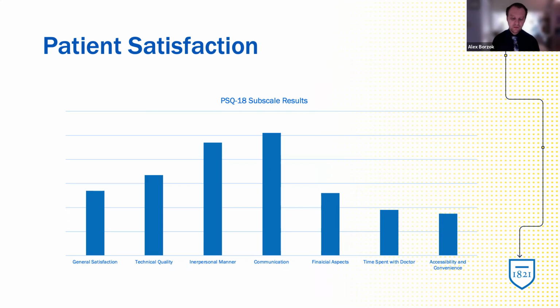It was based off of a larger survey called the PSQ-3. So this took the PSQ-3 and boiled it down to 18 different questions that were broken into several different subcategories. This was administered over a 2-week period to the patients in the clinic. What we found was that there was overall low satisfaction with the care the patients were receiving through the clinic. However, what ranked high was the interpersonal manner and the communication between the patient and the provider.